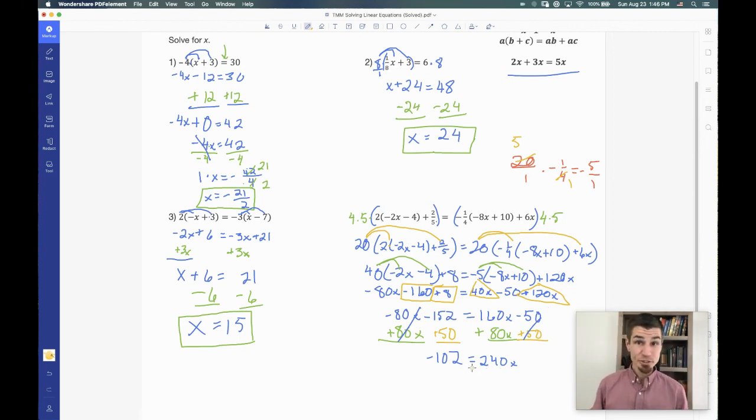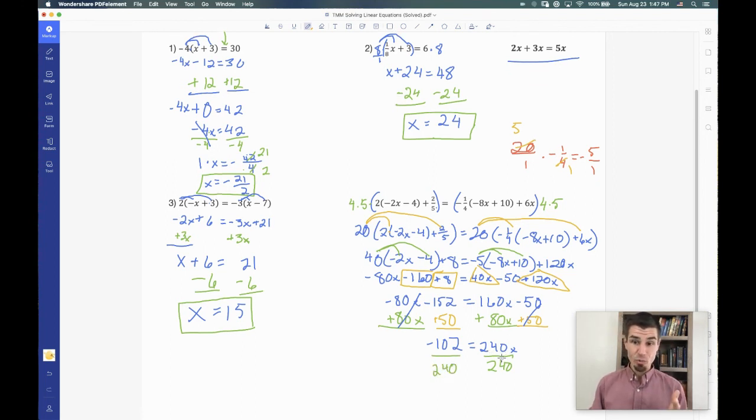And yes, the numbers are a little bigger, but we're about to divide, and stuff's going to go away, and it's going to be amazing. So we need to get x by itself, but it's being multiplied by 240. What's the opposite of multiplying by 240? Dividing by 240. And what we do to one side, got to do to the other. So now I know this is going to give me a 1. That's why I divide by 240. 240 divided by 240 is 1.